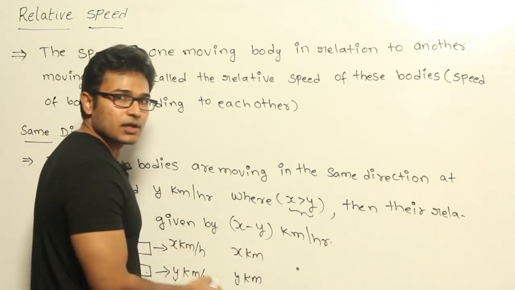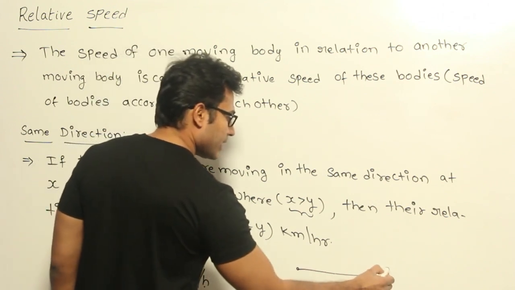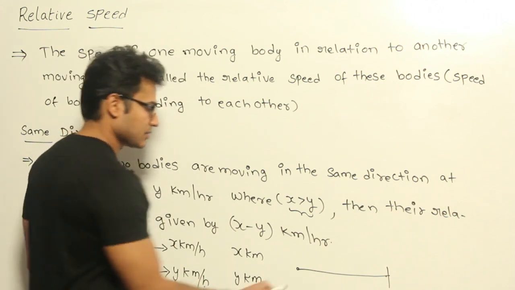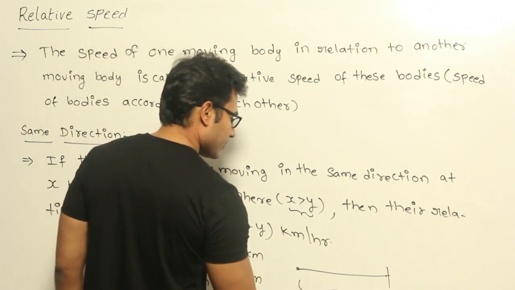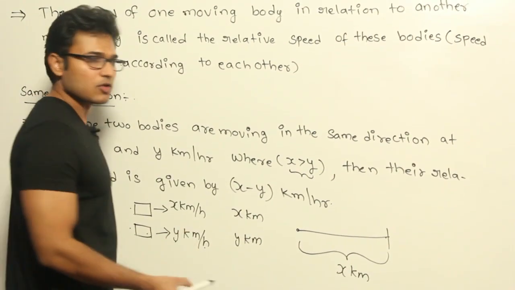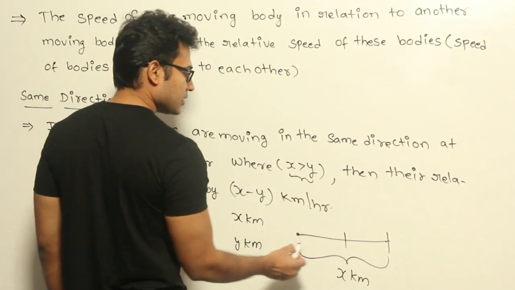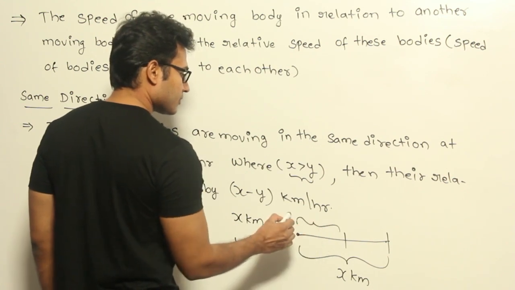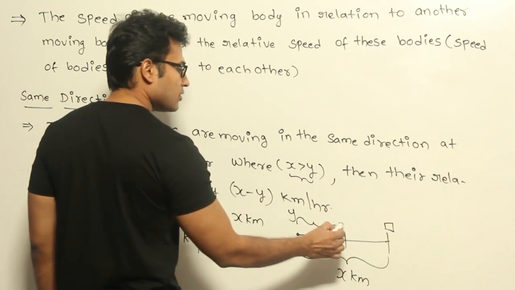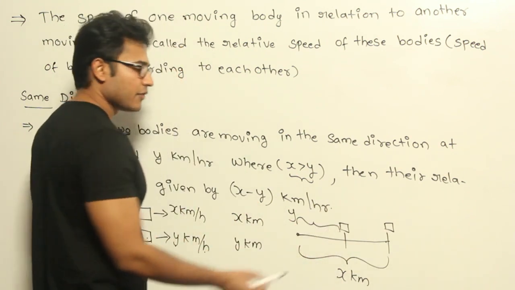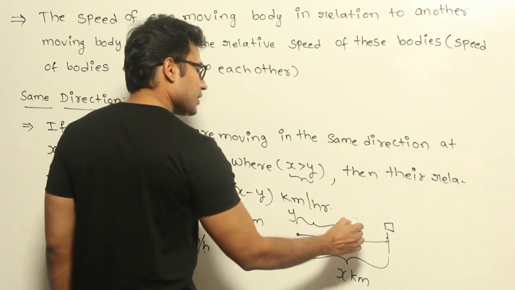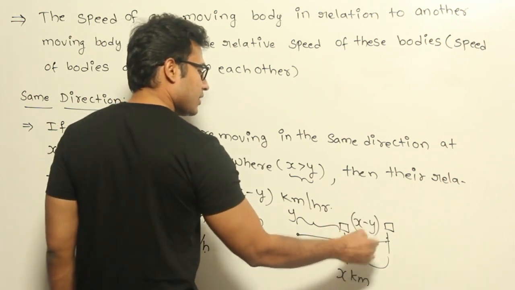After 1 hour, if you see where they are standing, let us say this is the starting point. One body has covered x kilometers, from here to here, and the other body has covered y kilometers, from here to here. Now if you observe this, one body will be standing here and the other body here after one hour. Therefore the distance between these two is now actually x minus y, right?